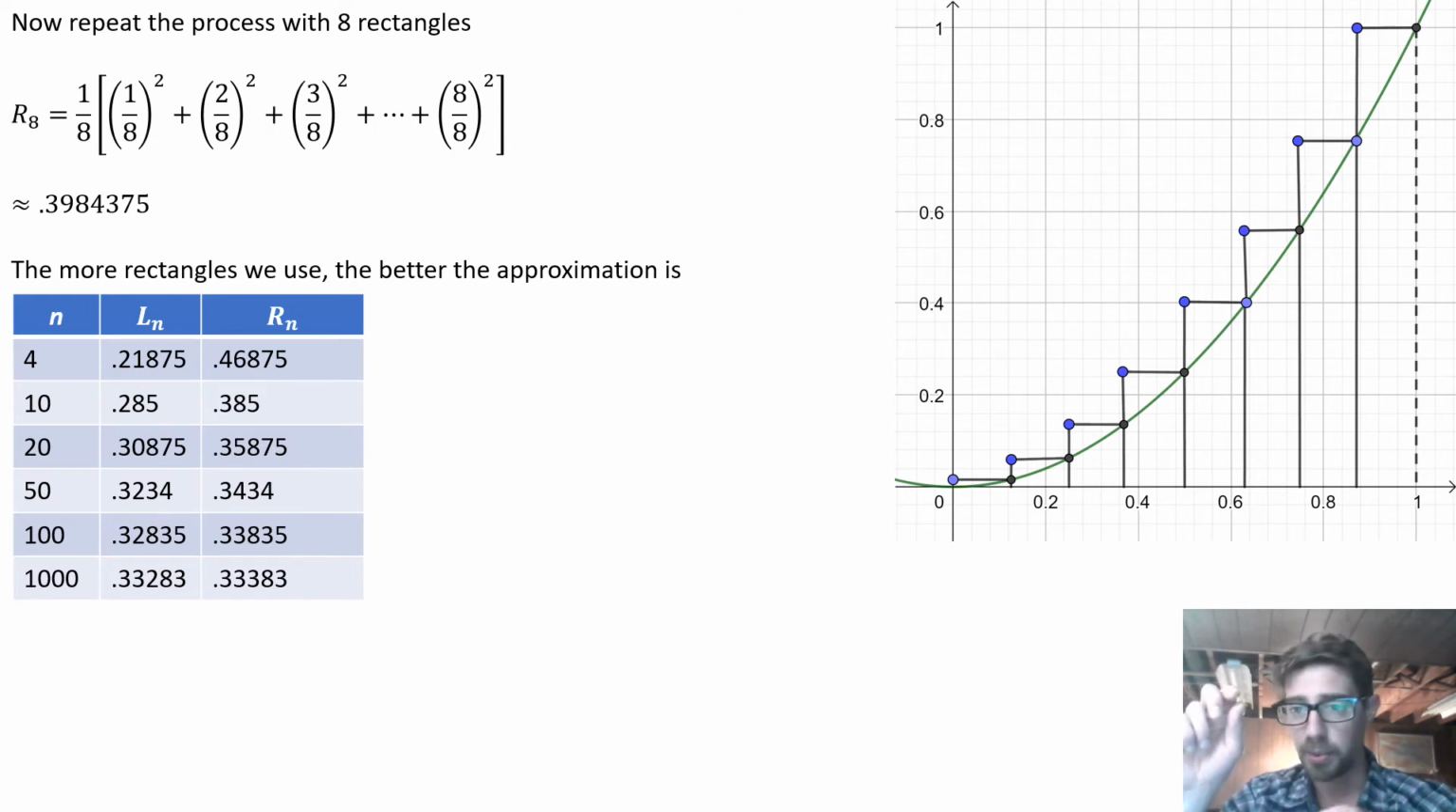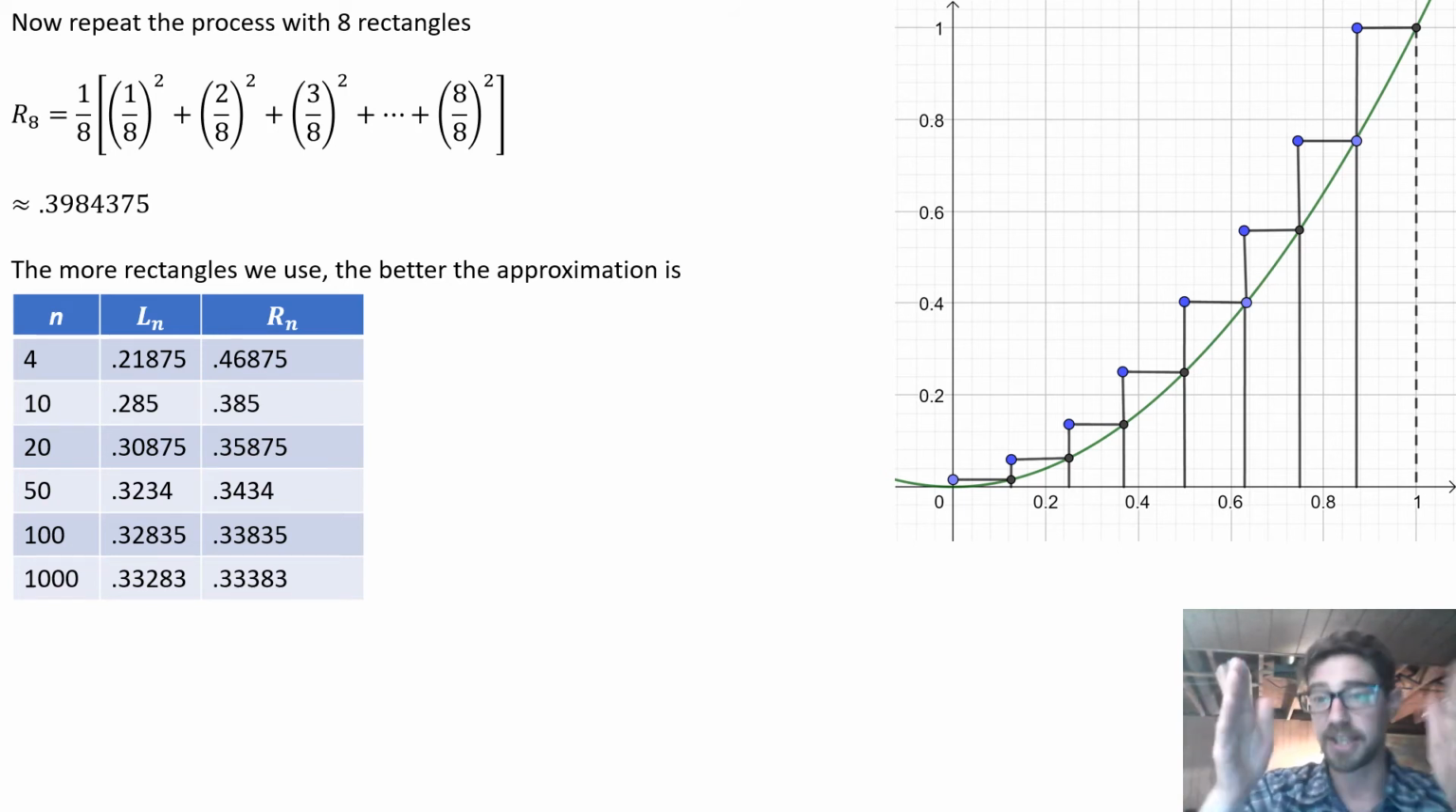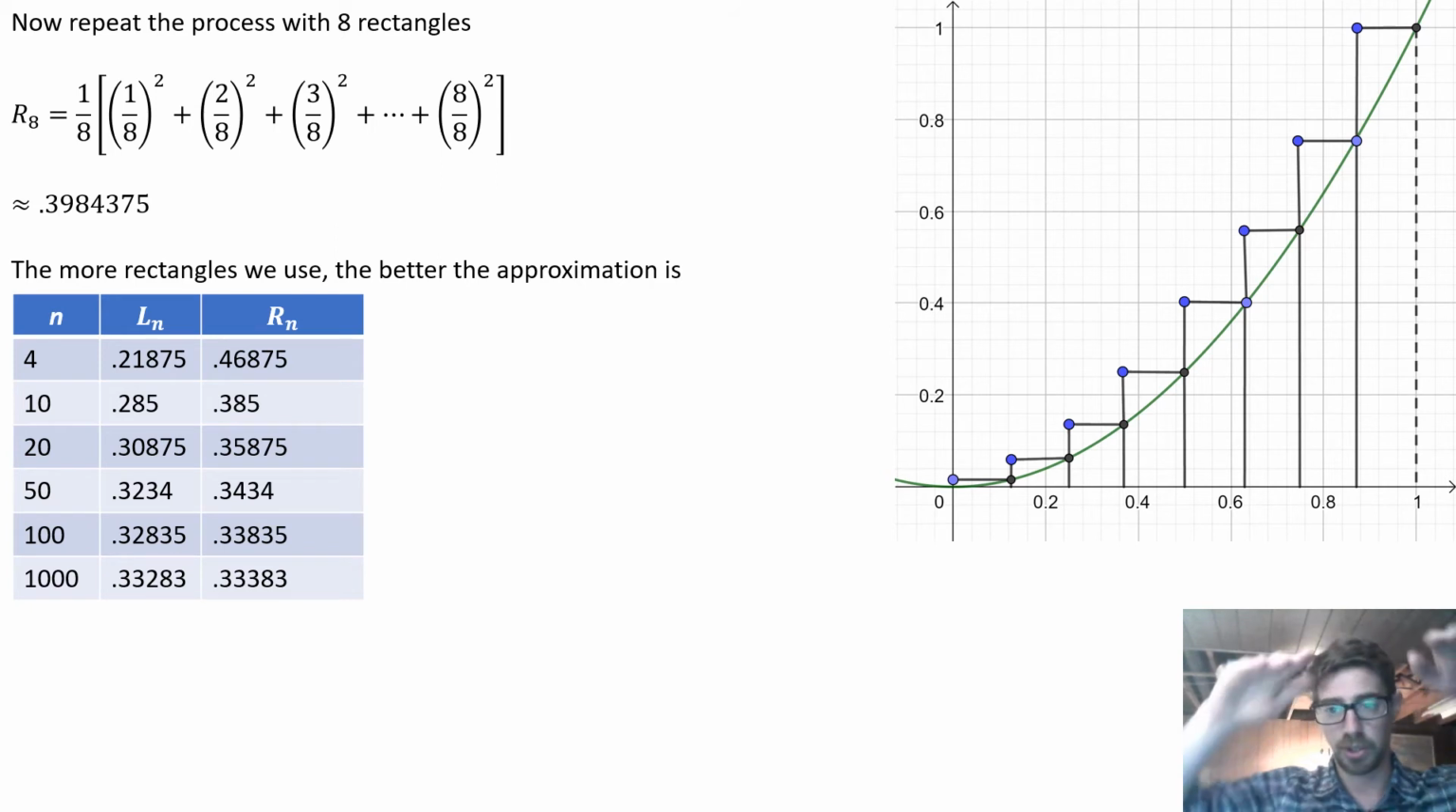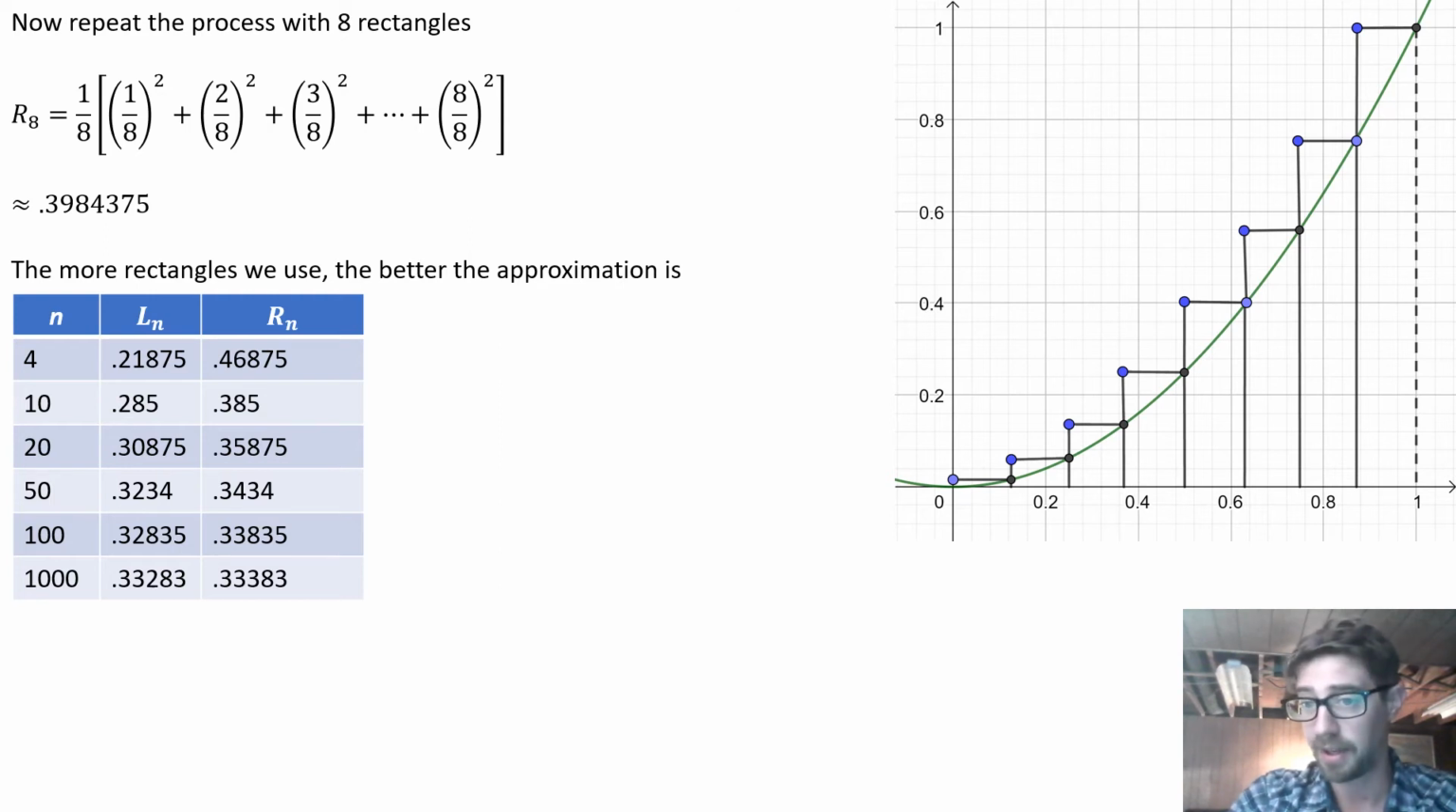Using the left endpoints, we get that 0.33283 number. That's still too small. Using the right endpoints and 1,000 rectangles, we get that 0.33383 number. That's still too big. But we know that the real area is between those two numbers. And if you look at those two columns going down, they're converging together. And when they eventually did converge together, we would have our exact area.